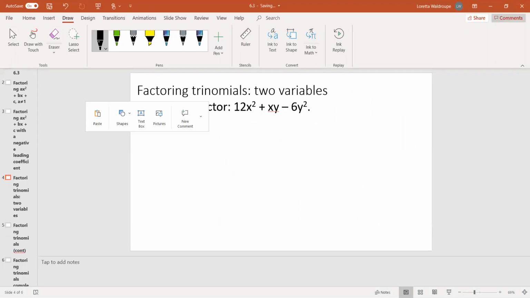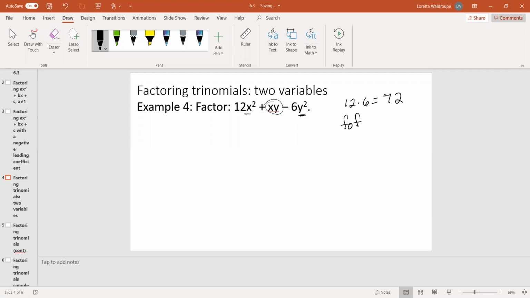Now this is no different than the other one. It just looks different because I have x squared here and y squared here. But when I write my middle term, I just make sure to put the x and y both on it because that's what's on it there. So nothing in common in all three terms. So 12 times 6 is 72.